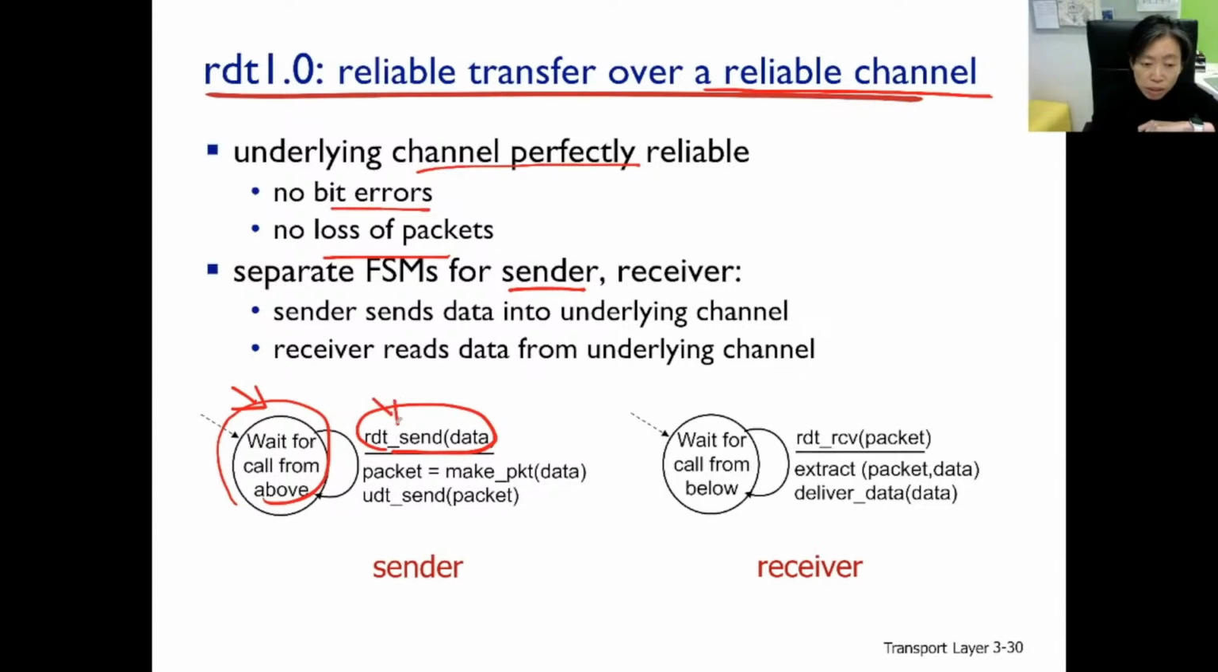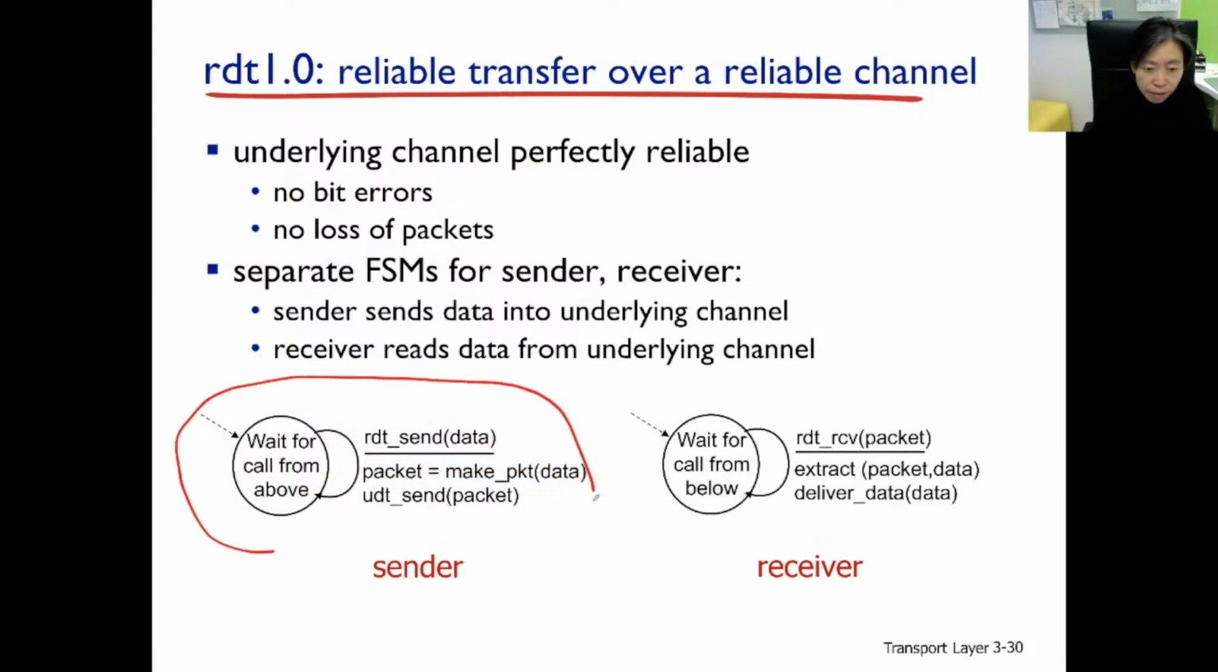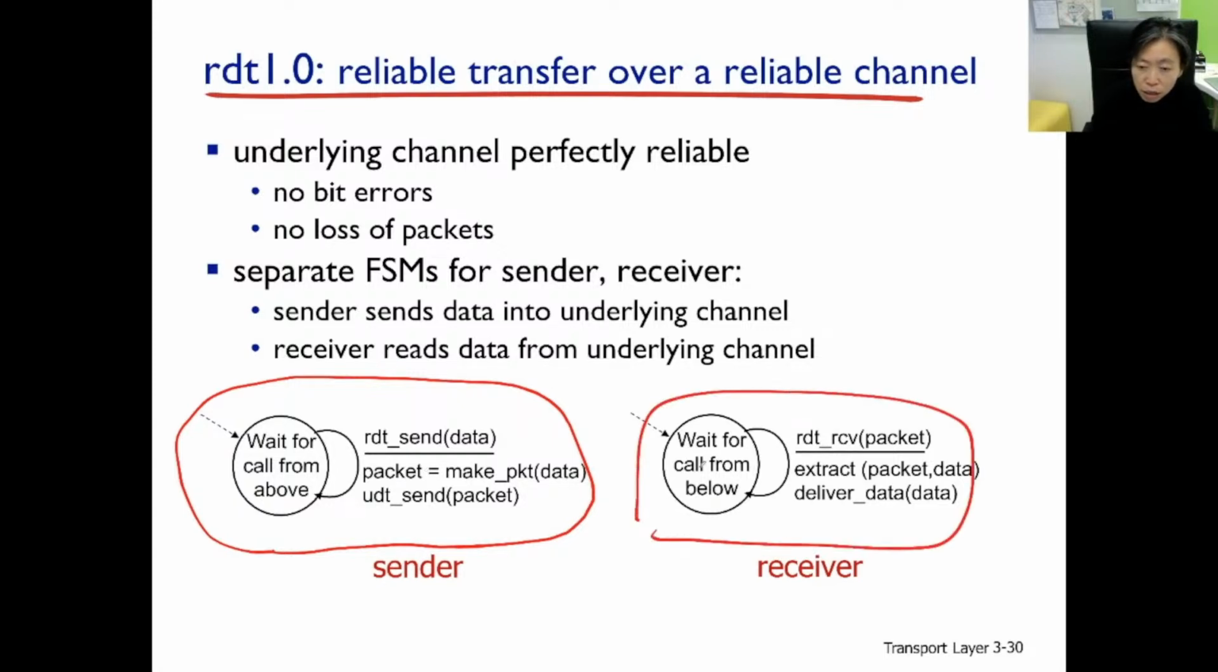When you run into this event, the sender will generate a packet out of data. Data is the thing coming from the application, and the packet is generated to be pushed out. To push down, we call UDT send. This is the FSM at the sender side. Similarly, at the receiver side, wait for call from below. When RDT receive is called, the receiver side of RDT 1.0 will just extract data out of the packet and deliver the data up to the application layer.